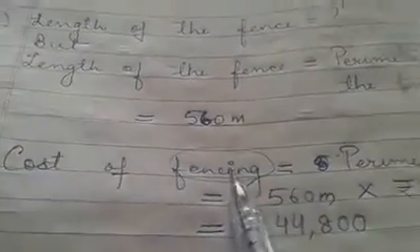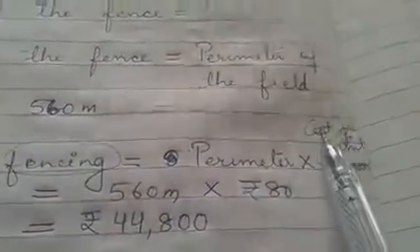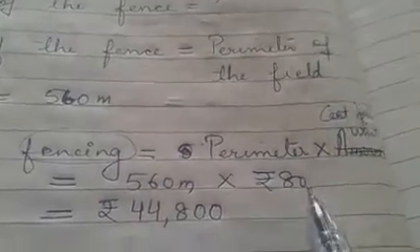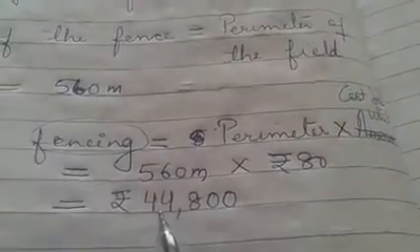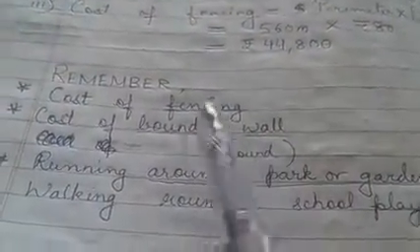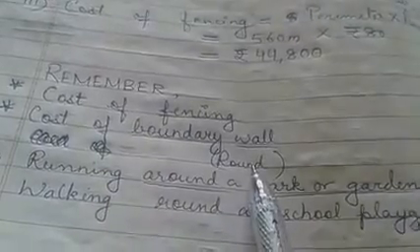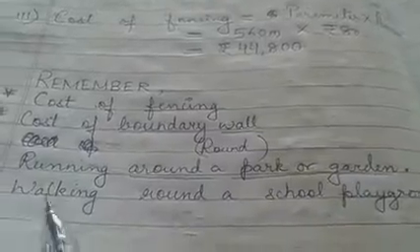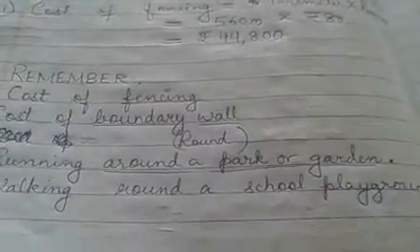So cost of fencing is perimeter multiplied by cost per unit. So 560 meters multiplied by rupees 80 gives rupees 44,800. Remember, cost of fencing, cost of a boundary wall, putting a fence around a park, running around a park or garden, walking around a school playground, these all things are related to perimeter.